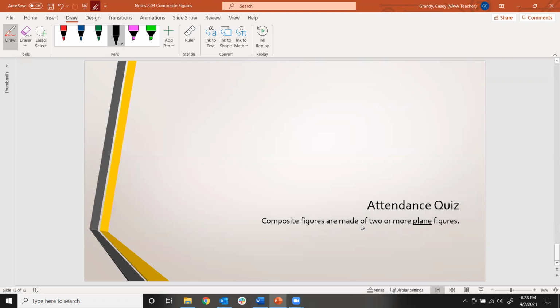All right, that was a short lesson. Today's attendance quiz word is plane. Composite figures are made of 2 or more plane figures. Plane. You got to spell the word plane correct in the attendance quiz. It doesn't care about capitalization, but it does care about spelling. So spell that word correctly.